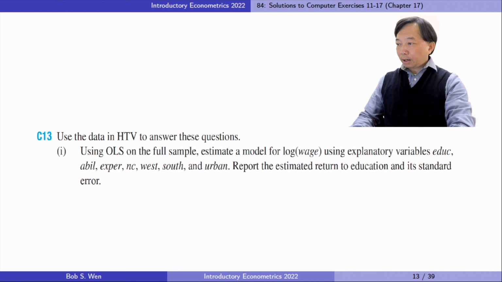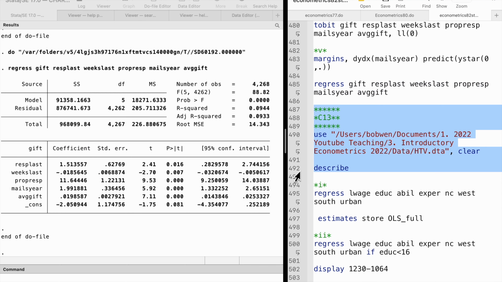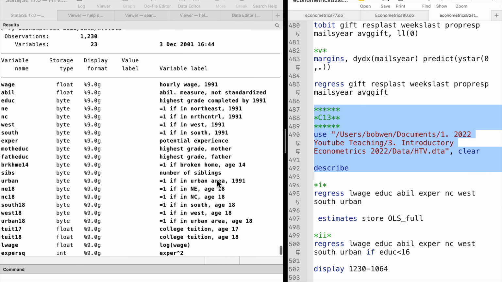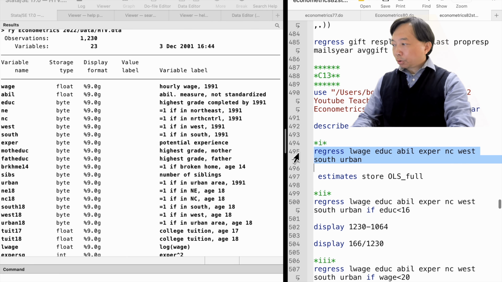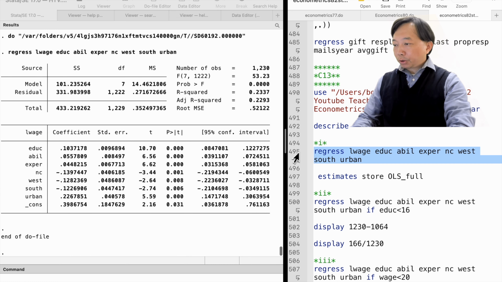Let's find answers to computer exercise 13. In Part 1, using OLS on the full sample, estimate a model for log wage using explanatory variables education, ability, experience, the three region dummies, and urban. Report the estimated return to education and its standard error. According to the OLS regression, the estimated return to education is 0.104. Its standard error is 0.010. The t-statistic is 10.70, and its p-value is 0 to 3 decimal places.